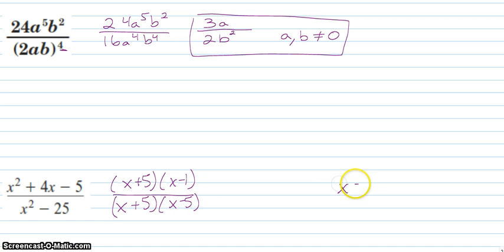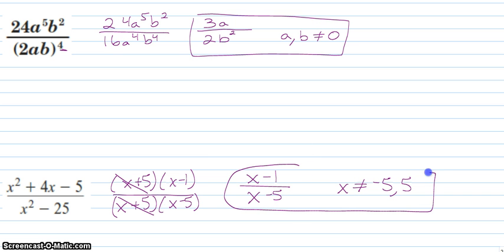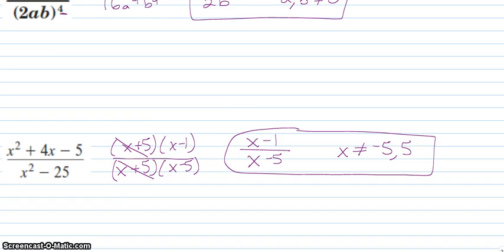I'll get my list going for my excluded values. So this would be a negative 5 excluded value, and this would be a 5 excluded value. Check to see if there's anything in the numerator and denominator that's exactly the same. We can cross those out as those simplify to 1, and anything left over is our answer. And if we had multiple things left over, we would actually leave it factored. So x minus 1 over x minus 5, and x is not equal to negative 5 or 5.